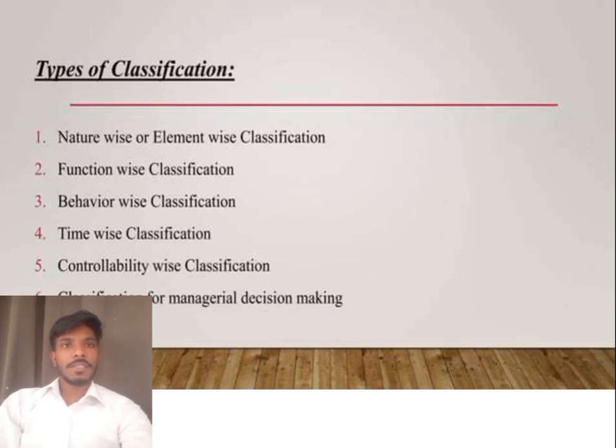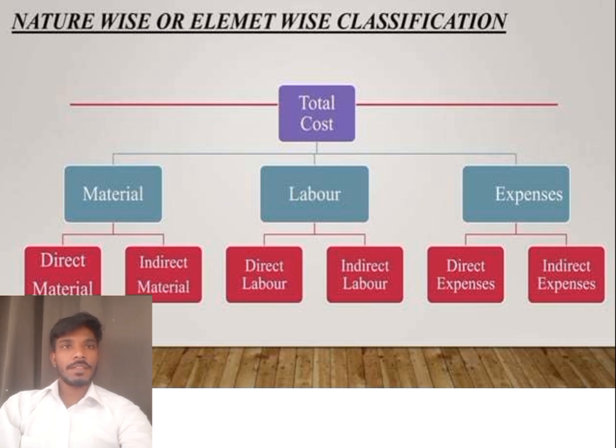Types of classifications. There are 6: nature-wise or element-wise classification, function-wise classification, behavior-wise classification, time-wise classification, controllability-wise classification, and classification for managerial decision making. Nature-wise elements of classification.